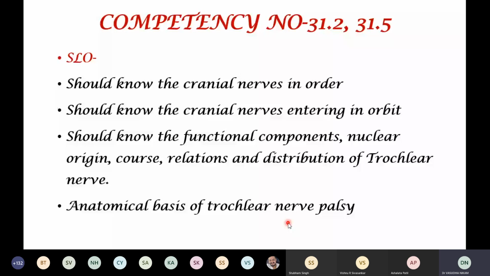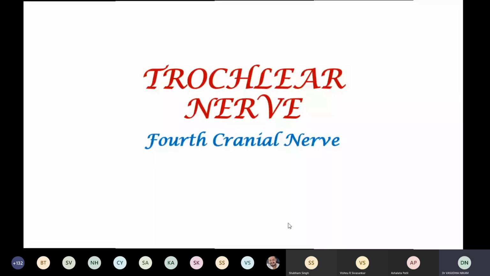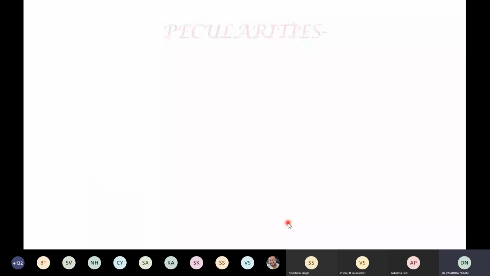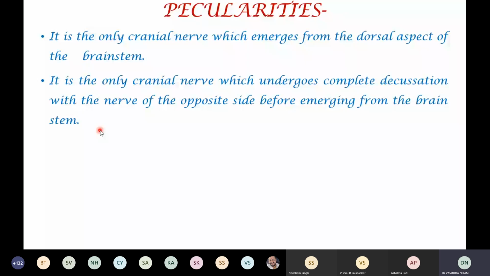It is classified as the fourth cranial nerve. What type of nerve? Similarly to the oculomotor nerve, it is also classified as a purely motor nerve. Now there are some important features about the trochlear nerve which you should know. This is very commonly asked in MCQs. Always remember, this is the only cranial nerve which comes from the dorsal side of the brainstem. All the remaining cranial nerves arising from the brainstem come out in a ventral position. This is the only cranial nerve which undergoes complete decussation, that is crossing with the nerve of the opposite side, before emerging from the brainstem.